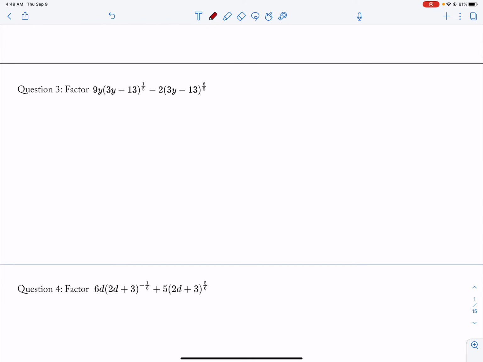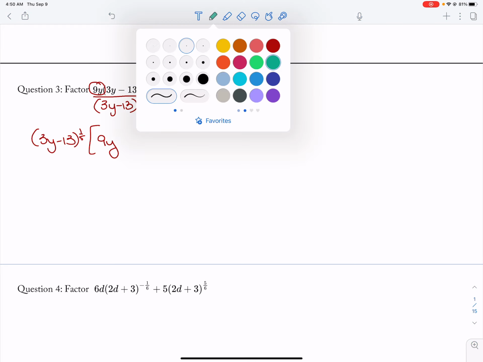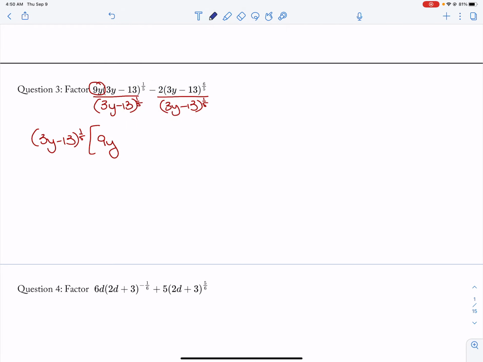And then here we're going to factor out the smallest exponent. So it's either the most negative or the smallest. So what I'm factoring out is 3y minus 13 to the 1/5 power. And so I have 3y minus 13 to the 1/5. What I'm left with here is a 9y. And on this side, I'm going to subtract my exponents here. So I have a minus 2, 3y minus 13 to the 6/5 minus 1/5 power.